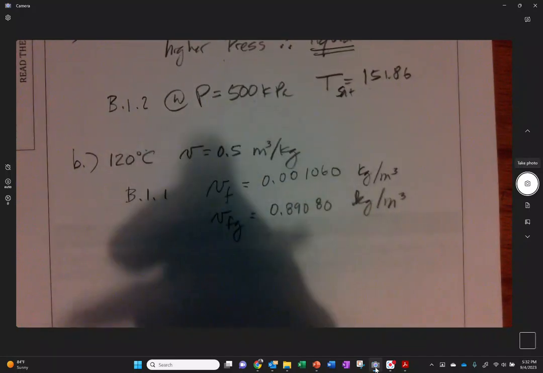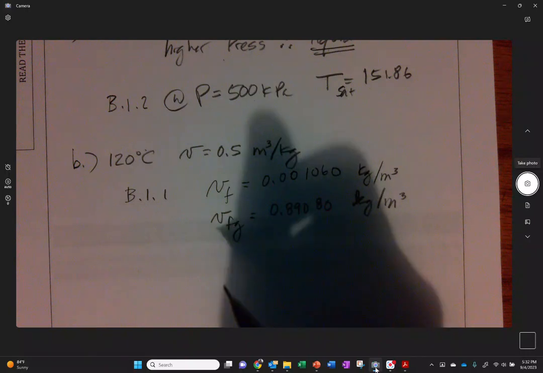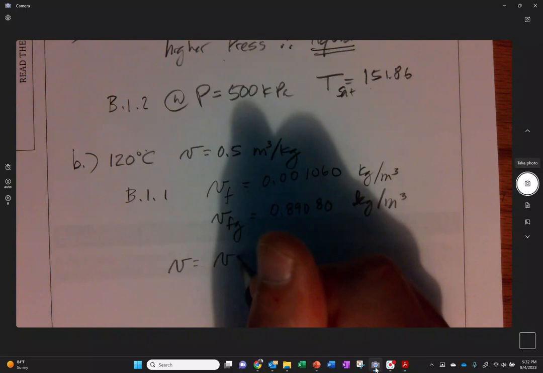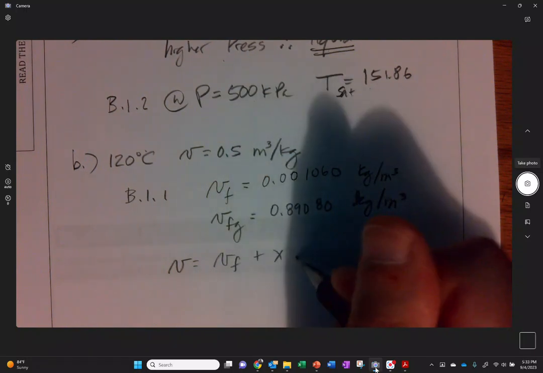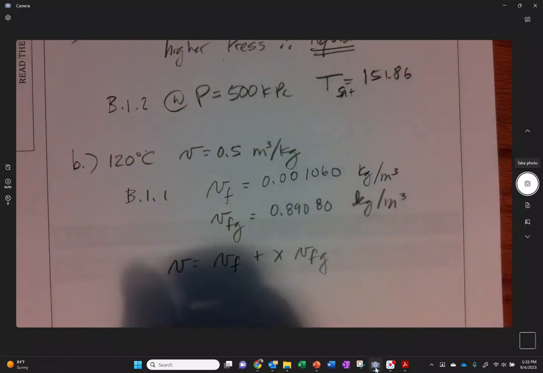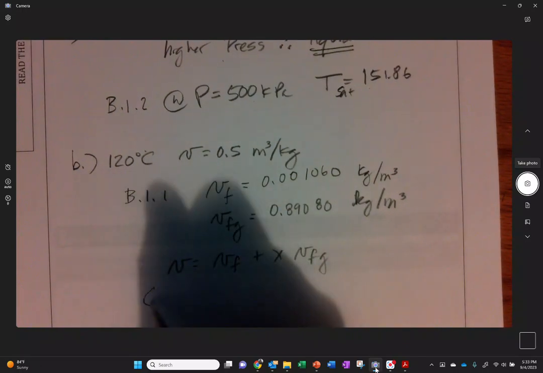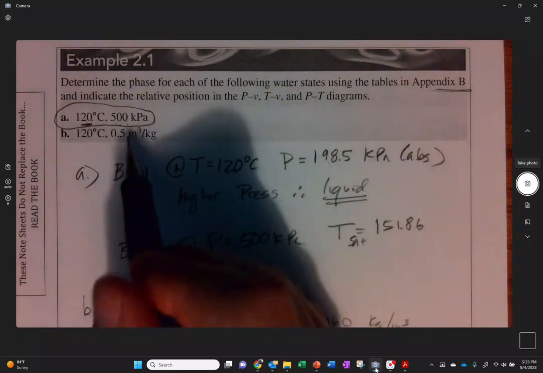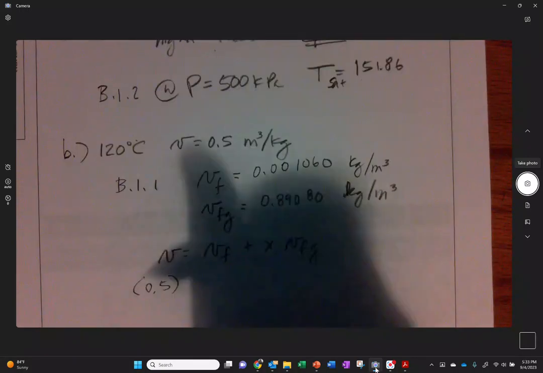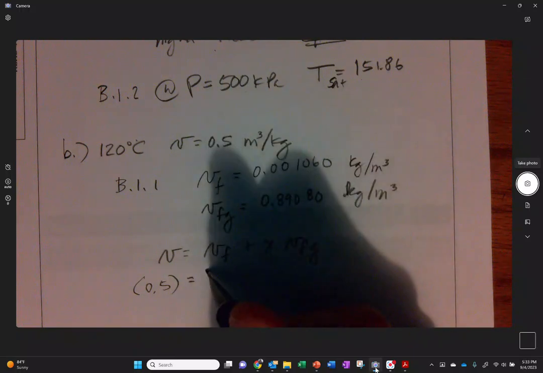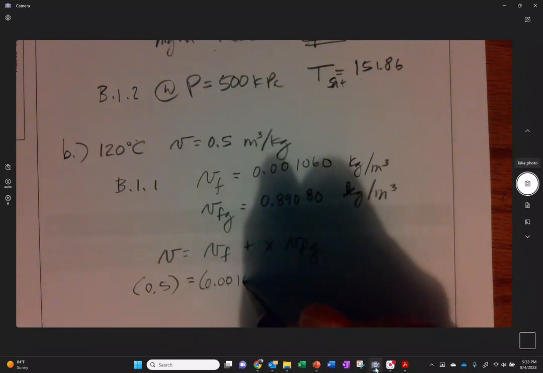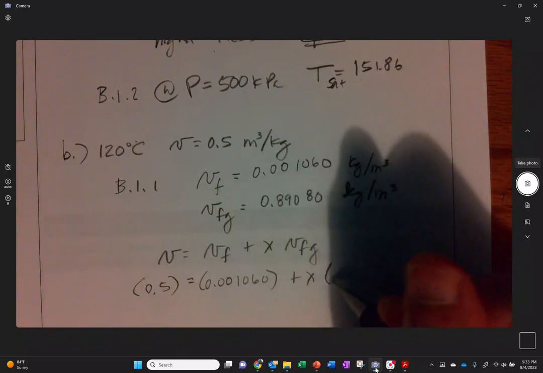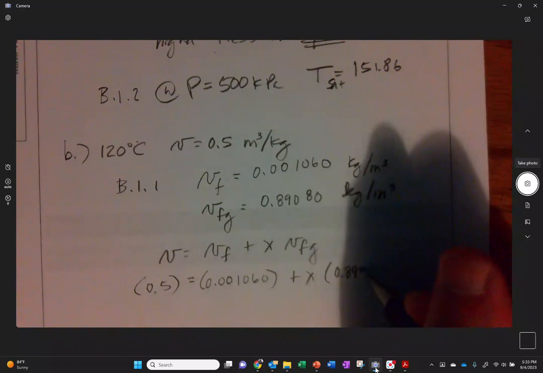And so we know this is the main equation: V equals Vf plus x Vfg. We were given V right here as 0.5, right? That was our 0.5. So we want to find out what percentage vapor it's going to be. So we get 0.001060 plus x multiplied by 0.89080.